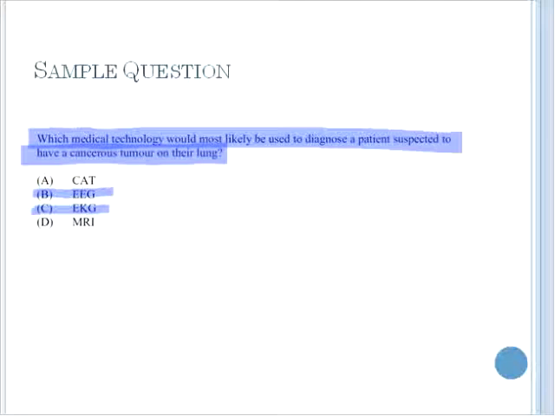An MRI or a CAT scan, both would be acceptable. Both provide detailed imagery. However, the most likely one to be used would indeed be a CAT scan. An MRI provides an accurate picture, but the most likely one would be the CAT scan.